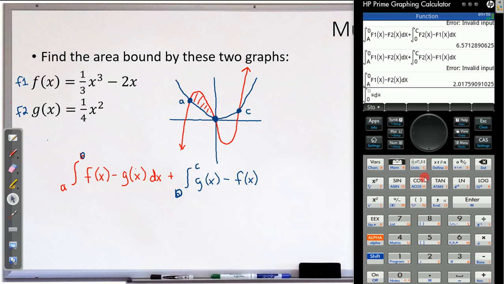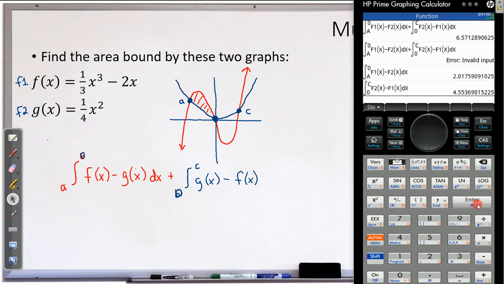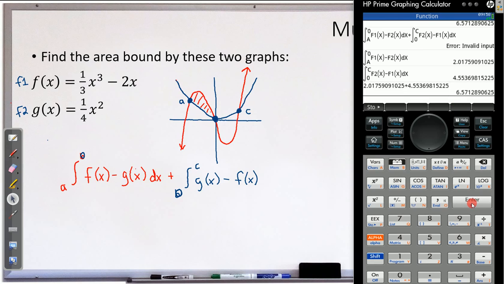So from 0 to c of f2 minus f1 dx. Hit enter. And then we simply just need to add those two together. So if you click that one, hit copy. I think I may have said minus, but we do need to add them together. Plus, and if you just tap that one, hit copy. It puts it there. It uses all the decimal places for you. Hit equals, and we have our answer. Take 3 of them, 6.571.